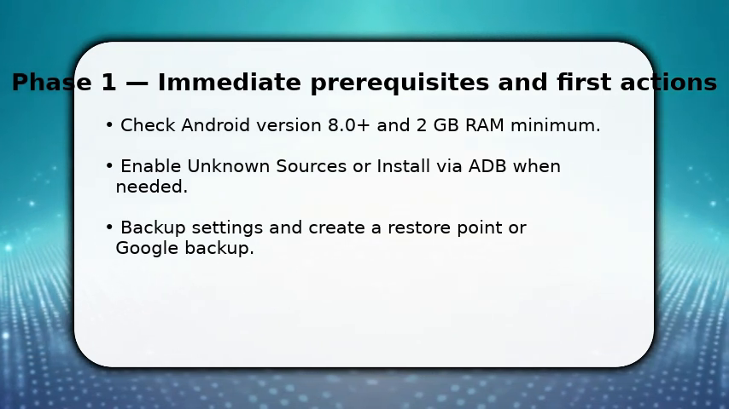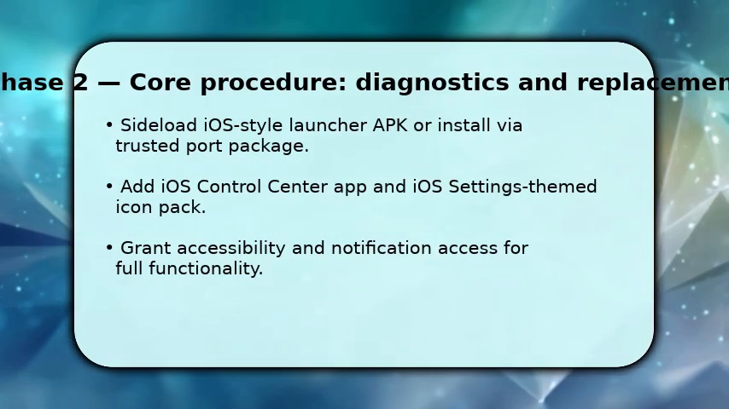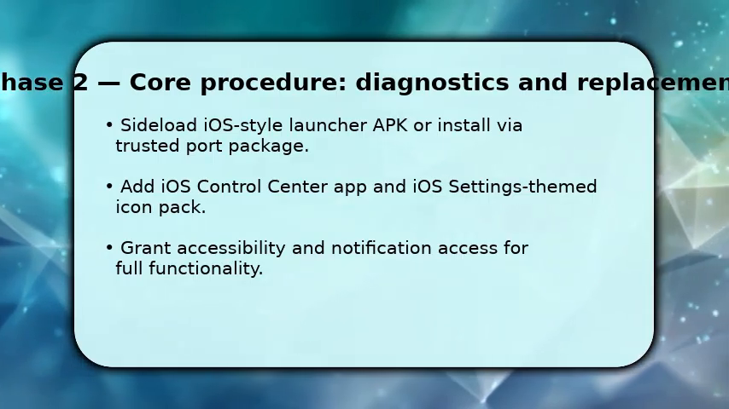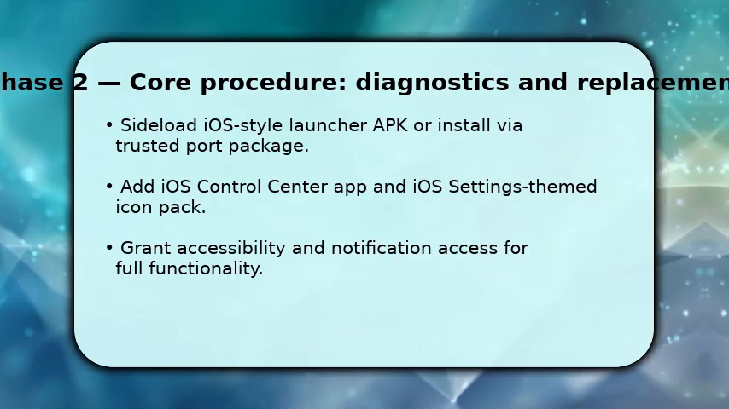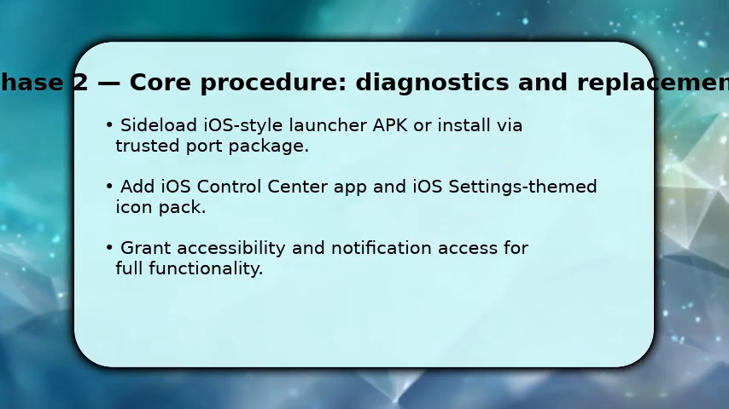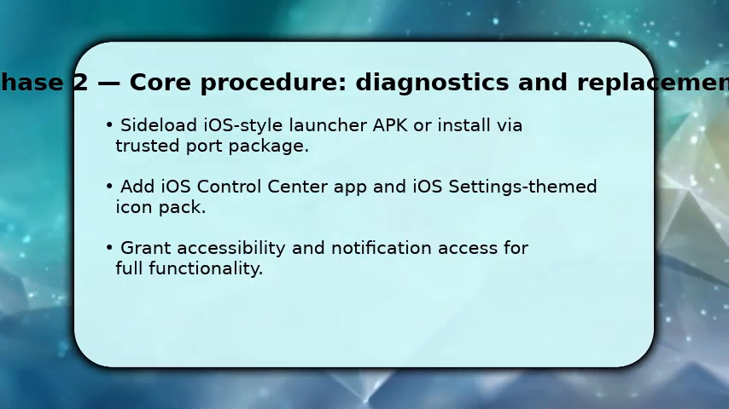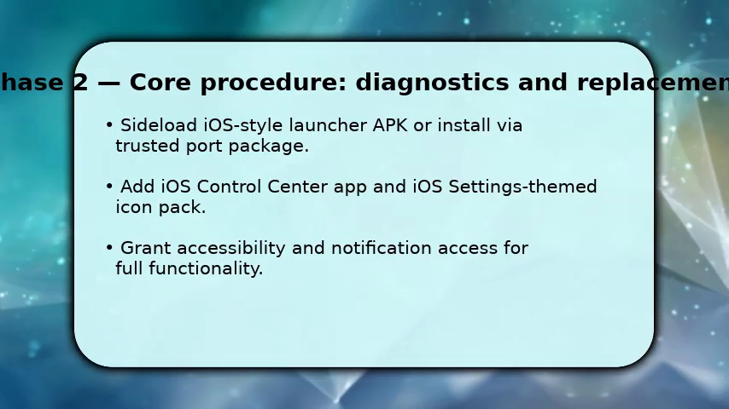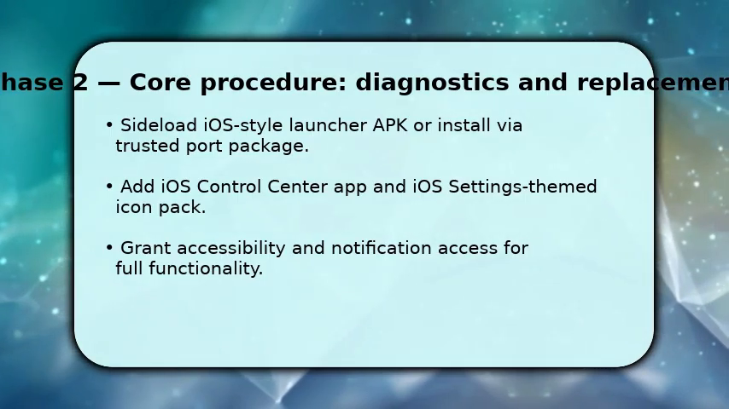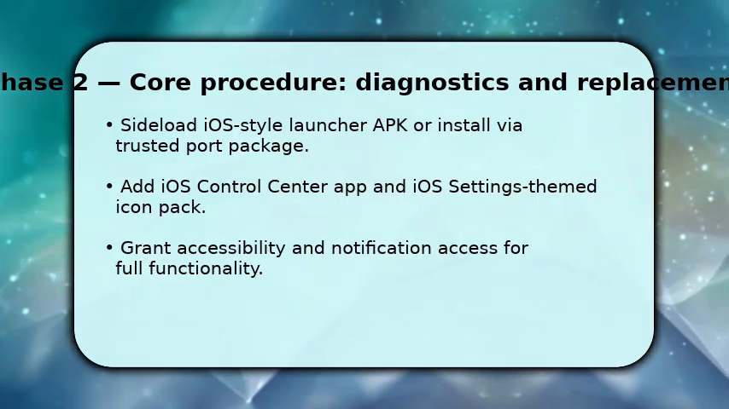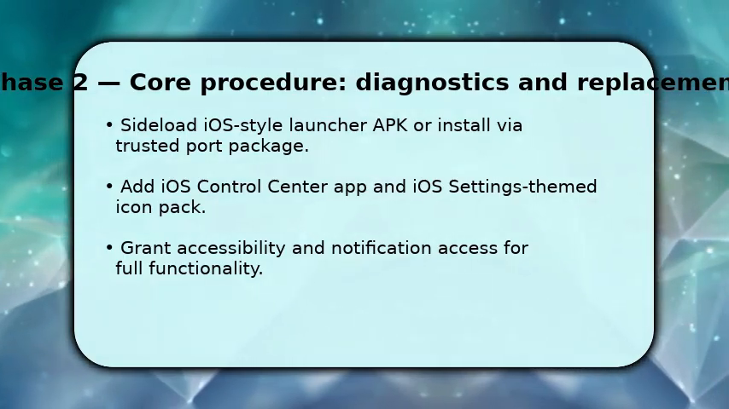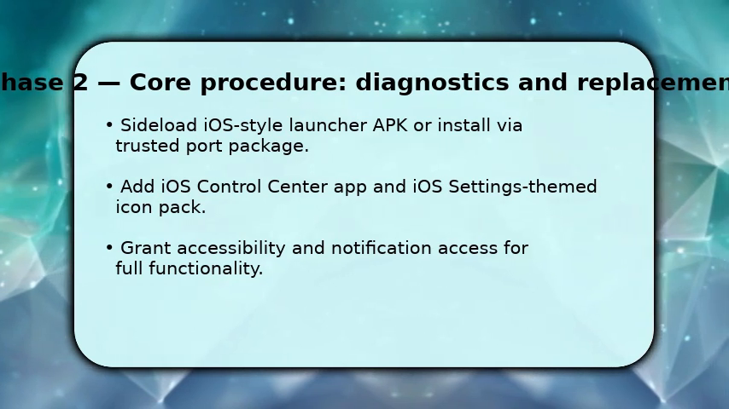You now install the iOS-style launcher and the iOS settings-themed APKs. Sideload the launcher first, then the settings UI port so the new screen maps correctly. Make sure to grant accessibility, overlay, and notification access when prompted, because those permissions let the control center mimic iOS actions. Once the launcher is active, manually apply the iOS icon pack and place the settings shortcut on the home screen. If permissions were missed, revisit app settings and enable them to unlock full behavior.